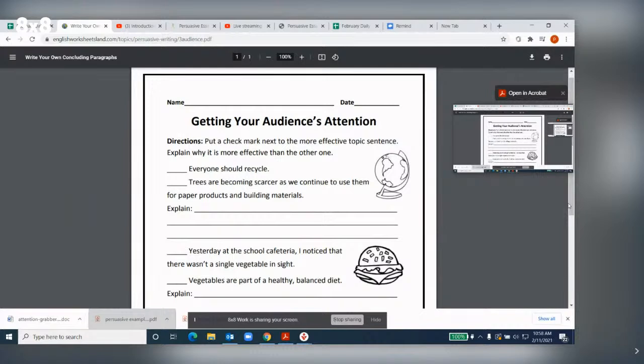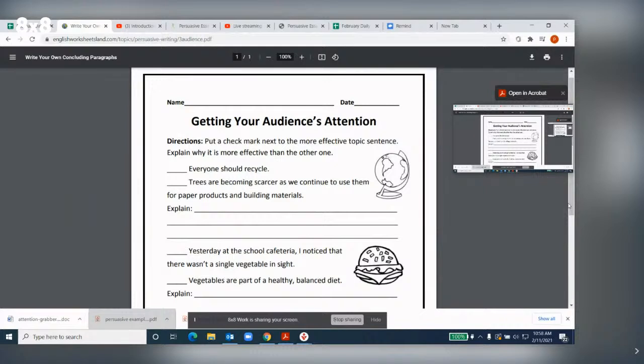The next one, yesterday at the school cafeteria, I noticed that there wasn't a single vegetable in sight. And the second sentence is, vegetables are part of a healthy, balanced diet. Now, they're both fine. You could use either one of those, but the first one, yesterday at the school cafeteria, I noticed there wasn't a single vegetable in sight.